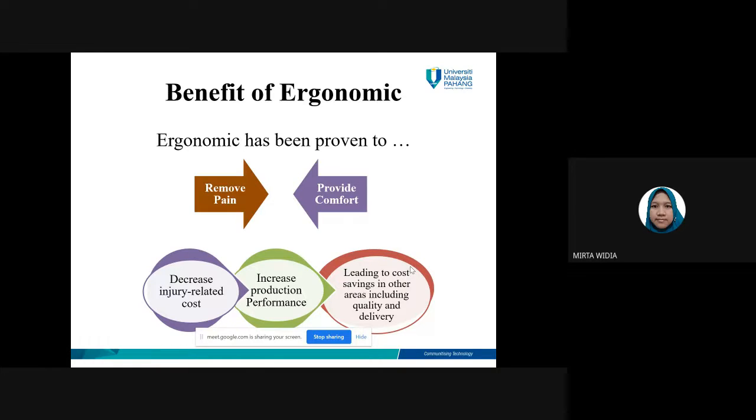We already learned about ergonomics and how ergonomics can be beneficial. Ergonomics has been proven to remove pain, prevent musculoskeletal disorders, and provide comfort for people. After ergonomics removes the pain and provides comfort, it will indirectly decrease injury-related cost, and if the injury-related cost decreases, it will increase production performance, and it will also lead to cost savings in other areas including quality and delivery.